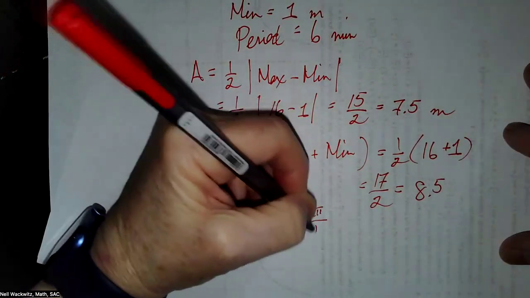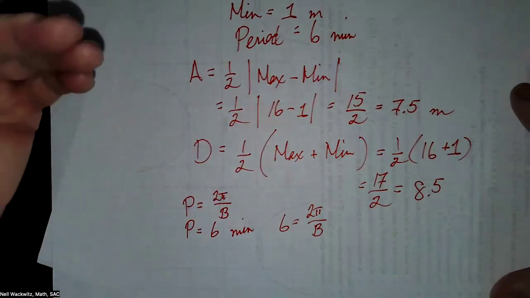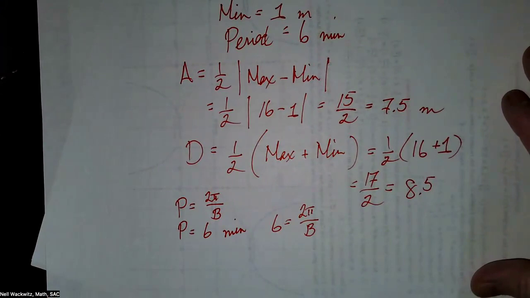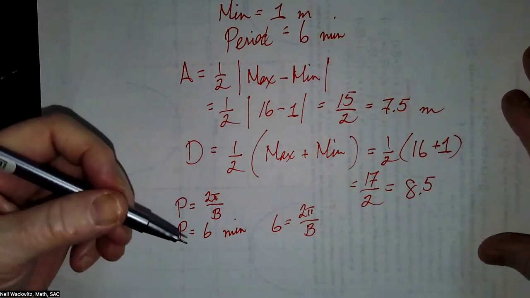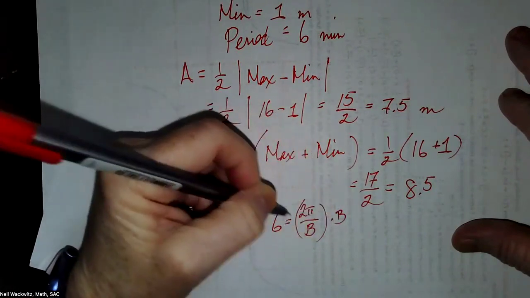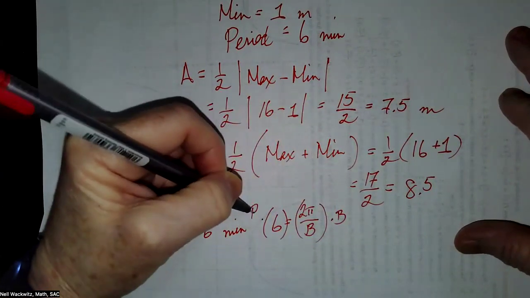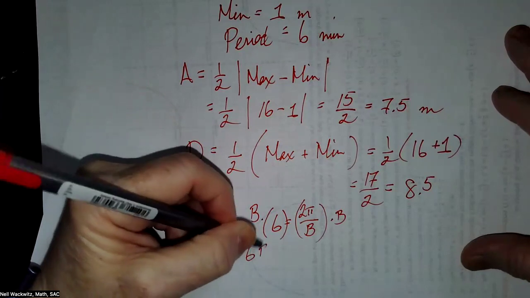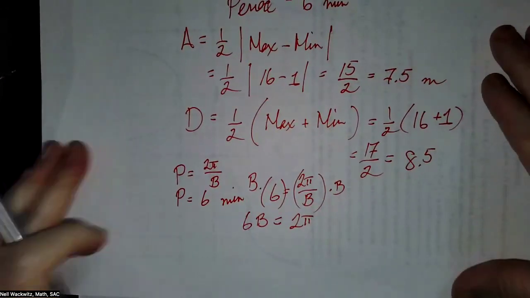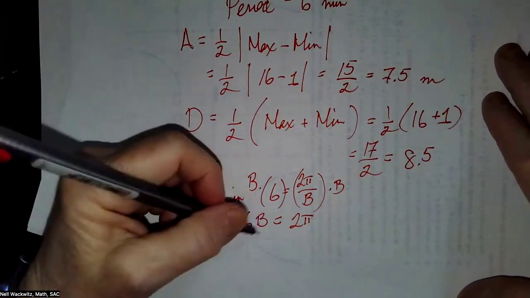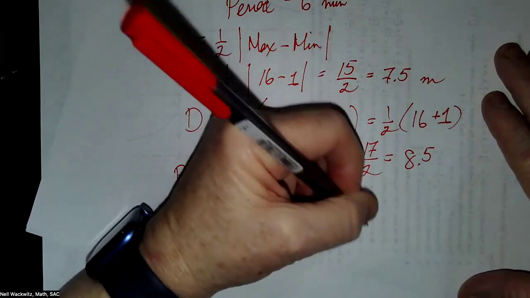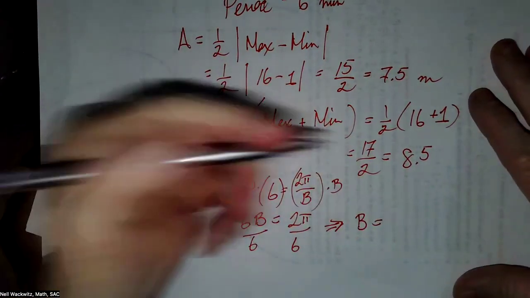So it'd just be 6 equals 2 pi over B. Okay, and now what? Multiply by B to find B. Yeah. Good. So we get 6b equals 2 pi. Divide by 6. So b is pi over 3. Good.